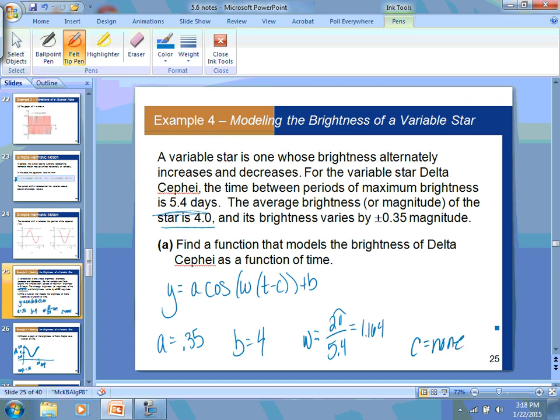So if I'm going to write my finalized equation now, I think I have all the pieces. So y equals 0.35 times the cosine of, let's see, now I have a W. T is just going to be time, so I'm just going to leave that my variable t. And C I didn't have, so this would be like t minus C. I'm sorry, t minus 0, or just t. So my W is going to be the 1.164, but my t minus 0 is just going to be t. And then I'll have plus 4. I started up at 4.